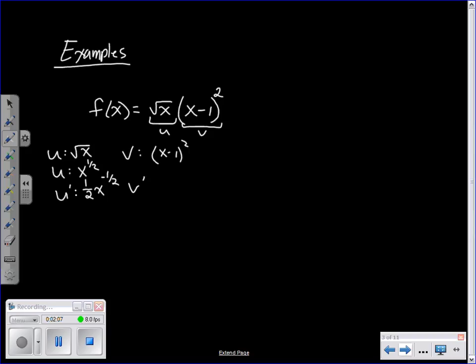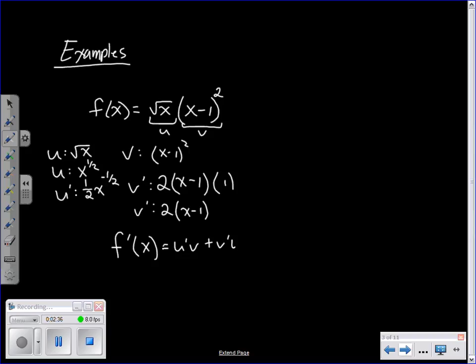To find the derivative of v, I'm going to take chain rule, which is take the derivative of the outside, repeat the inside, and then multiply by the derivative of the inside. So if I simplify, v prime is just 2 times x minus 1. So if I'm going back then, I have my parts labeled u and v. So if I want to find the derivative, f prime of x, then I simply write it out as u prime times v plus v prime times u.